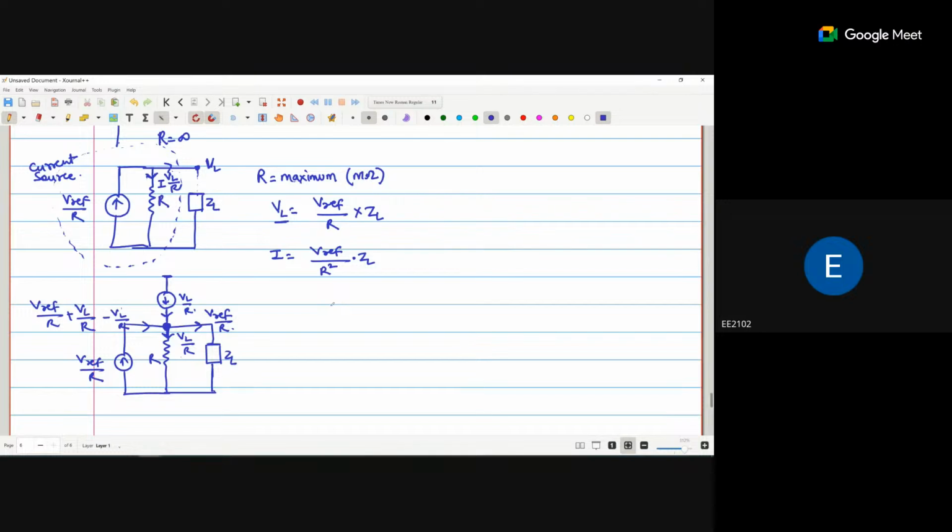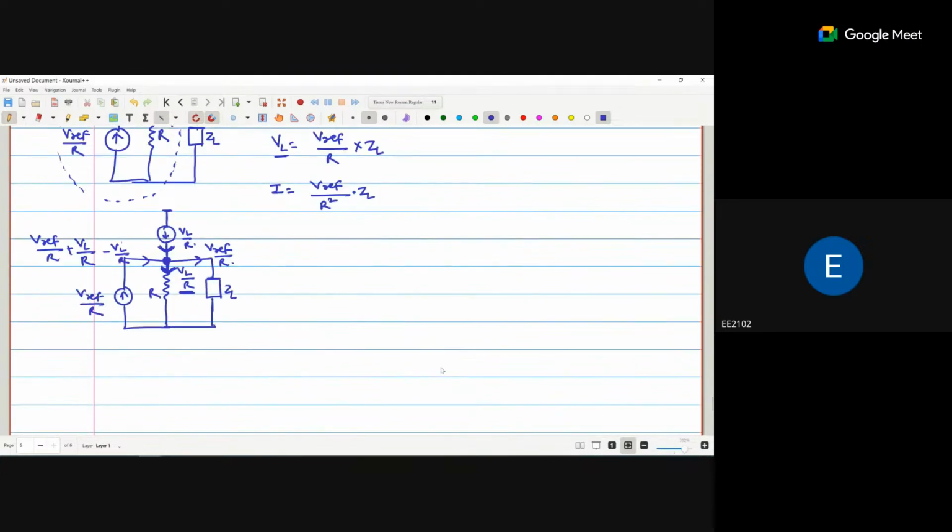So the current that is passing in this R resistance will be compensated by this extra current source, and the overall current will be passing in ZL. Clear? Any doubt? Say yes or no.